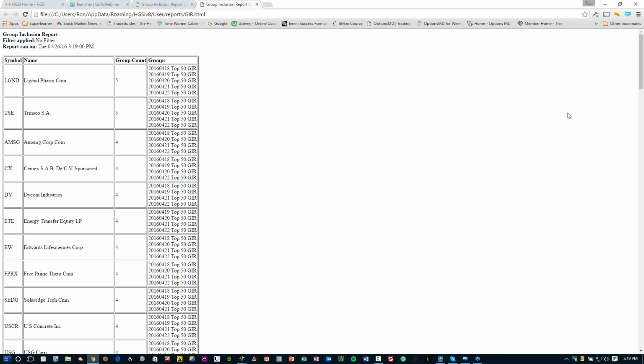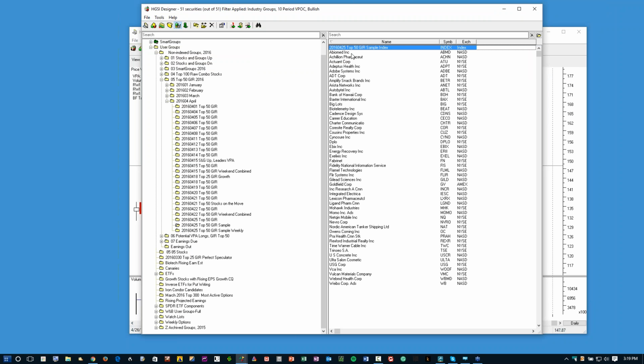So that is how I get the weekly list to look at on Friday. I have both a Friday list to look at and a weekend list. And then I just go through and start looking at charts and analyzing them.